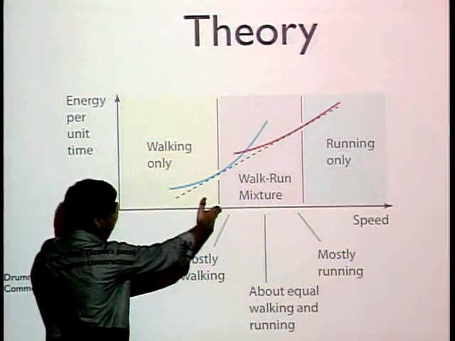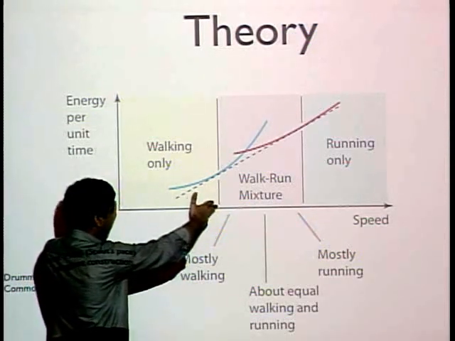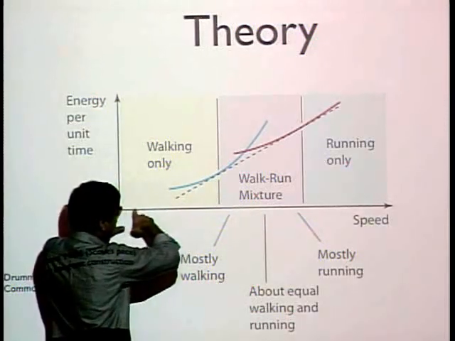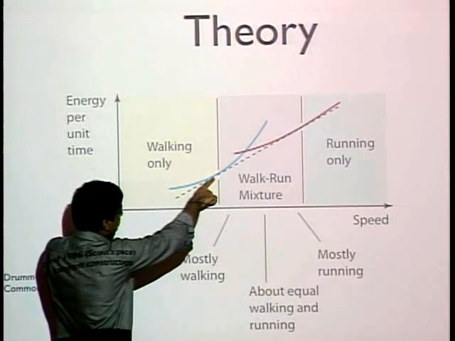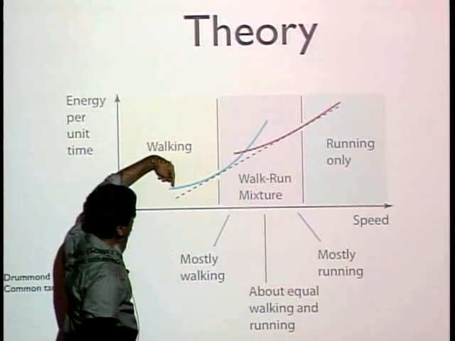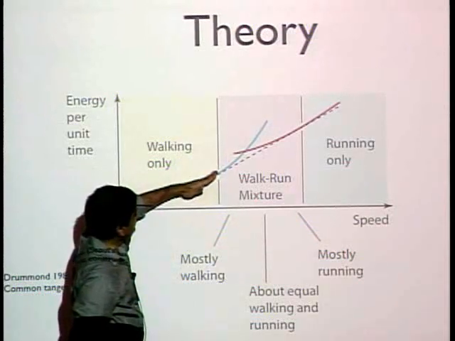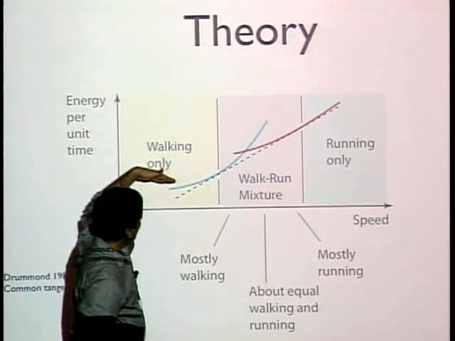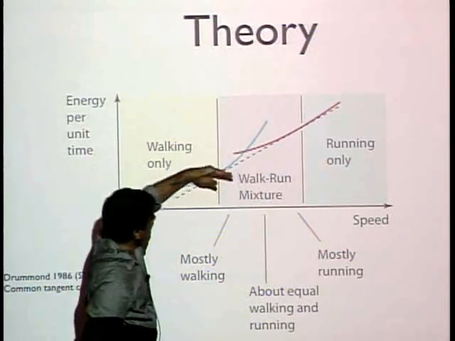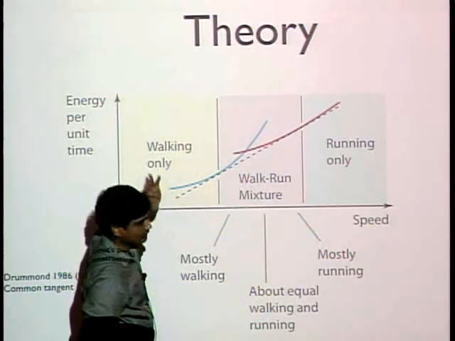the speed up to which you have to walk all the time is when you draw a tangent between these two curves. So this is the walking cost, this is the running cost, and the basic idea is that the lower convex envelope, if you will, of this curve is, let me say that again.